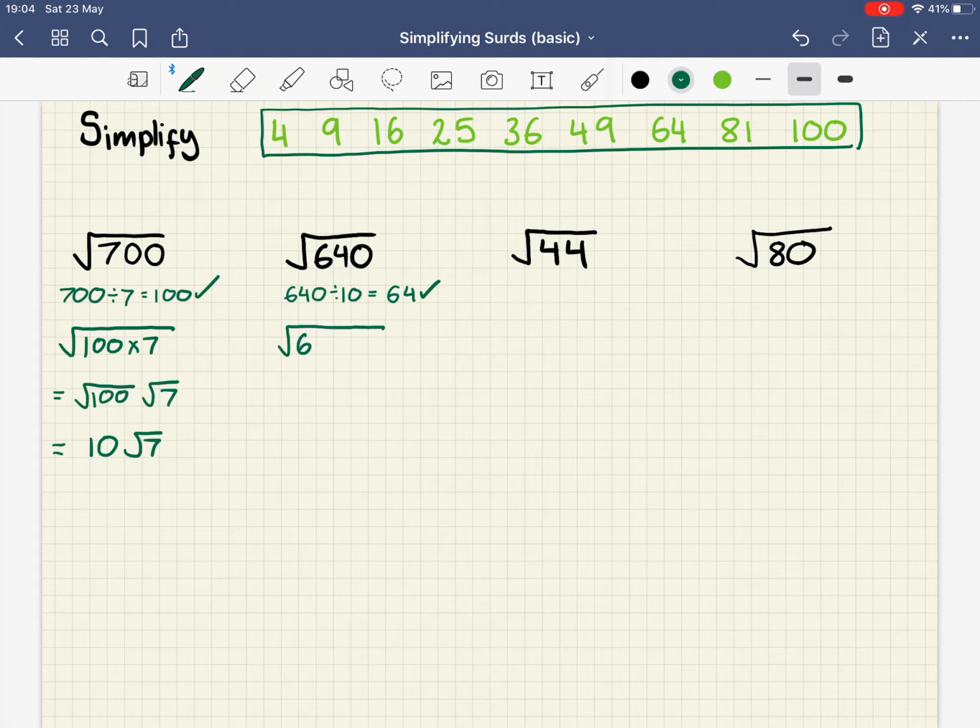So I'm now going to have 64 times 10, which is going to equal root 64, root 10. And the square root of 64 is 8. So I'm going to have 8 root 10.